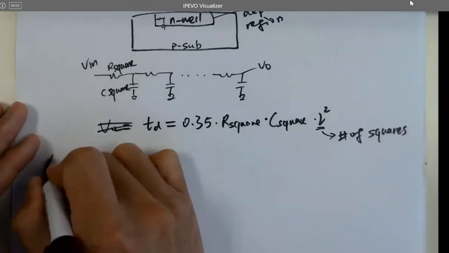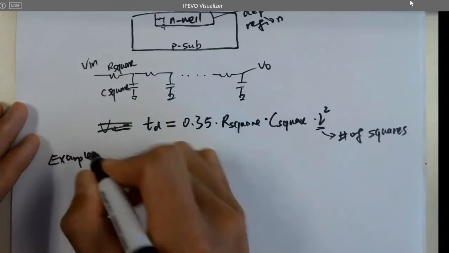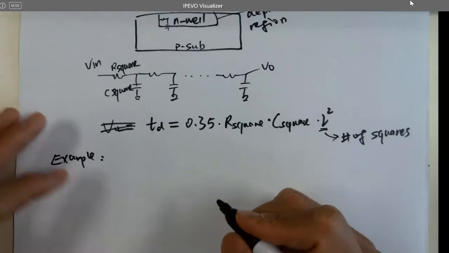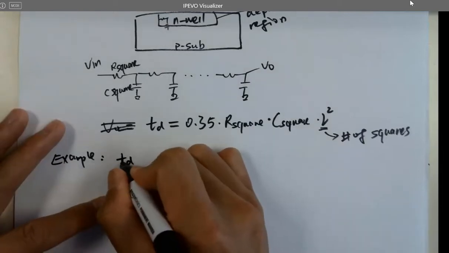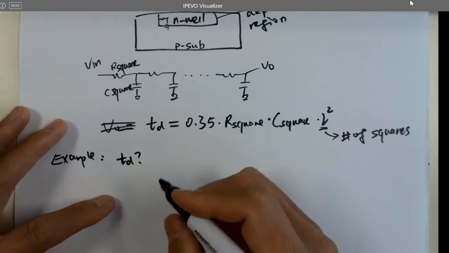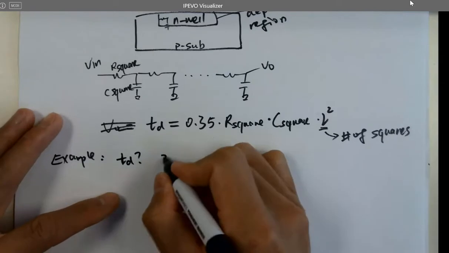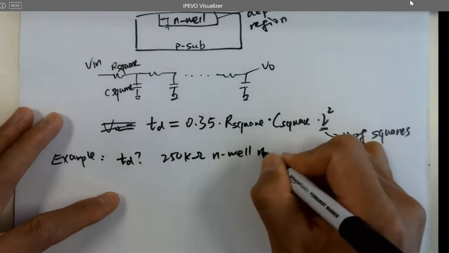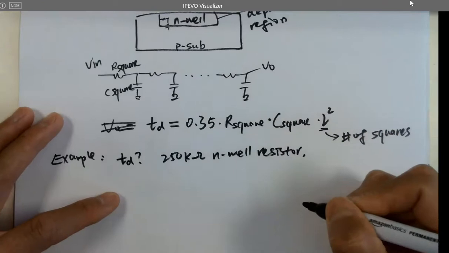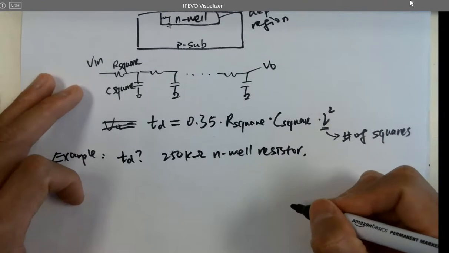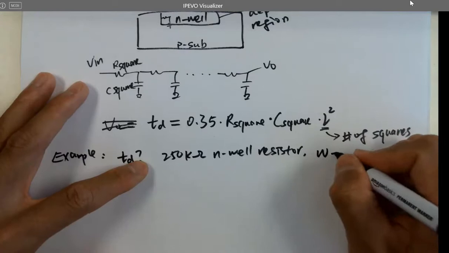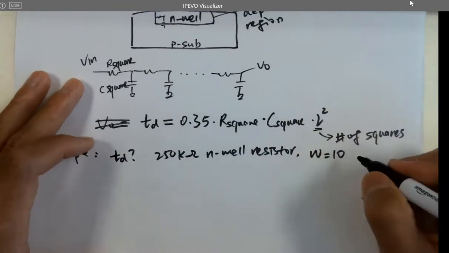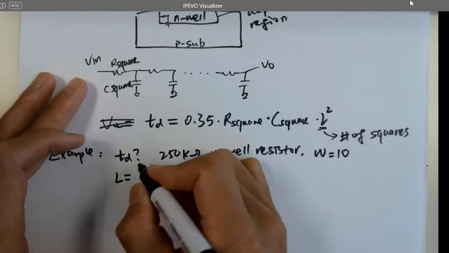Okay, let's look at one example here. It's going to be very similar to the example you're going to see in the homework assignment. Example. So to calculate the time delay, what is time delay? Given that this is a 250 kilo ohm N-well resistor, and width equals 10. We ignore the unit right now, it's just 10. And length is 500.